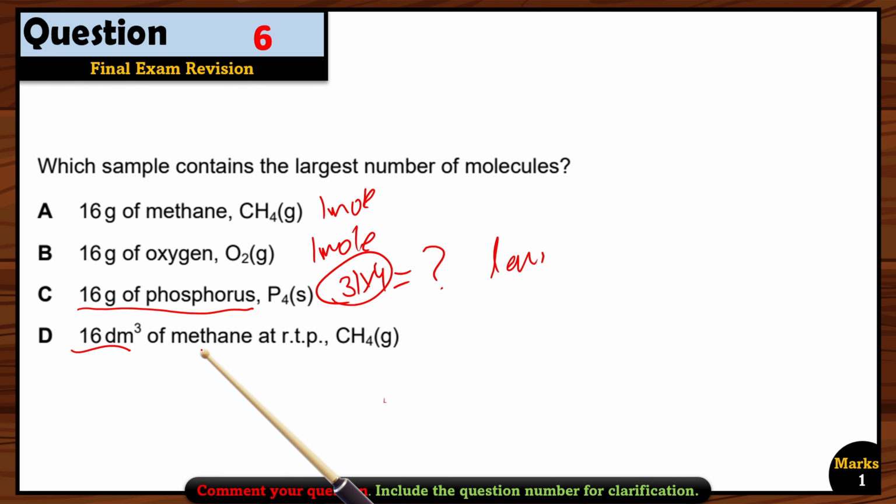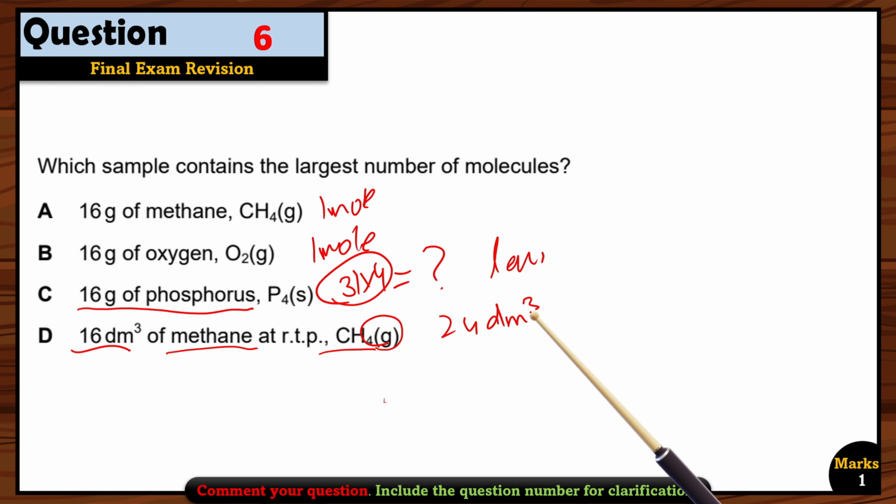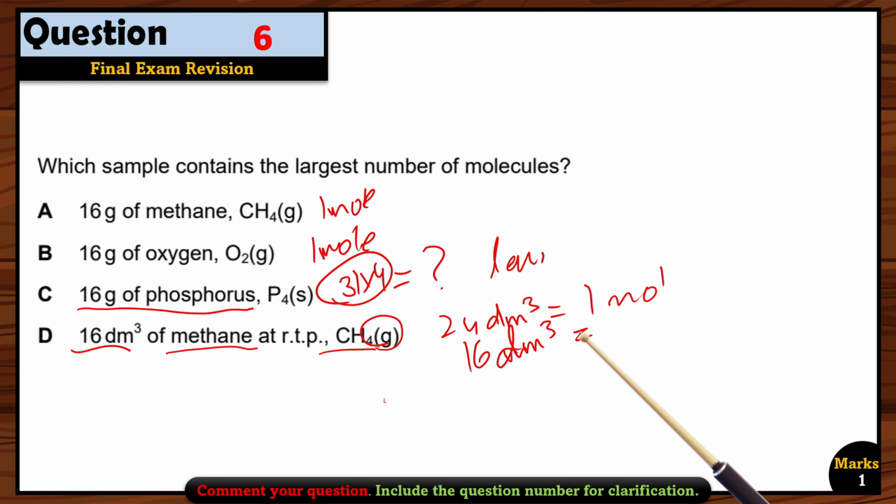Let's see, for 16 dm cube of methane at room temperature, it's also less than 1 mole, because if it is 24 dm cube of gas, then it is 1 mole. But if it is 16 dm cube, then the mole will be less than 1 mole, right? You can calculate.